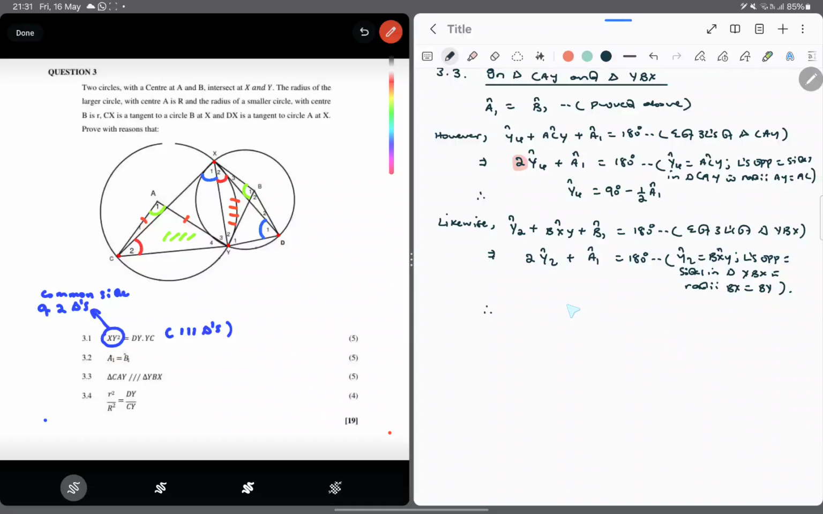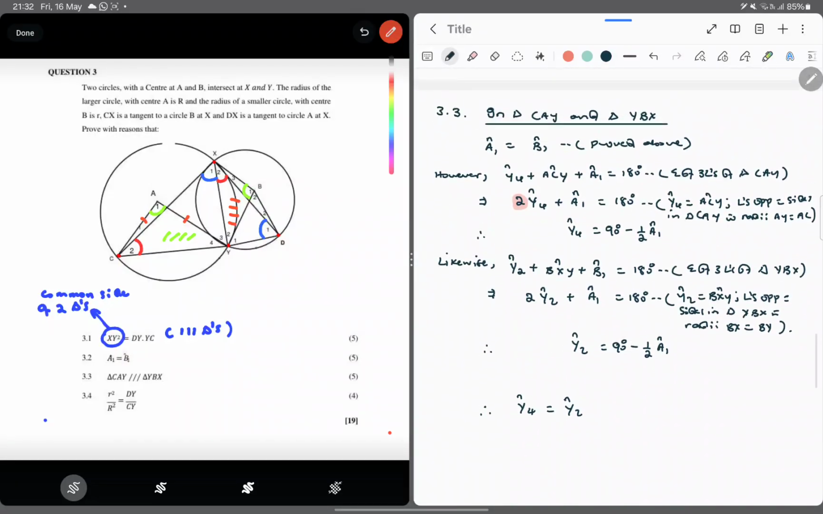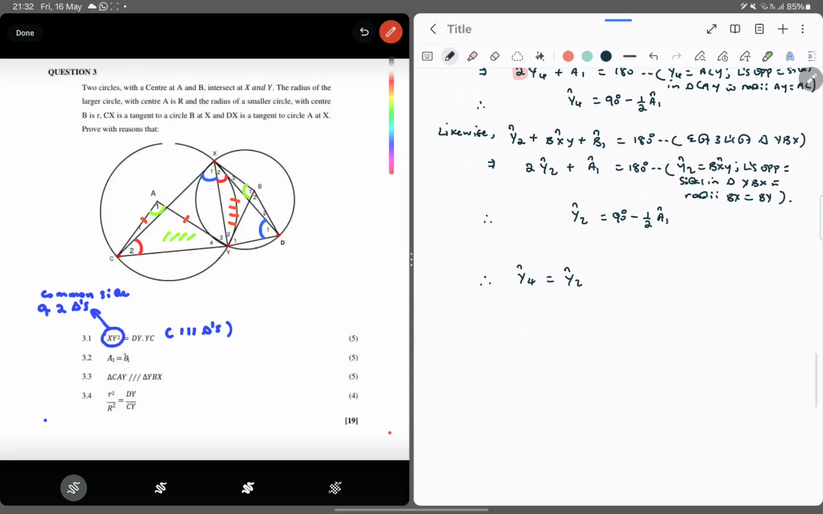So what conclusion can we come to? We can say, well, angle Y2 is itself, so 180 divided by 2 is going to be 90 degrees minus A1, but it's going to be half angle A1. So what conclusion can we make after this? We can say, therefore, Y4 from the other triangle is equal to Y2 in the other triangle. Why? Because they are each equal to the same value. And if we prove 2 sets of angles to be equal, the third set falls into place, and we don't even need to mention it. So we can just simply say triangle CAY is definitely similar to triangle YBX.